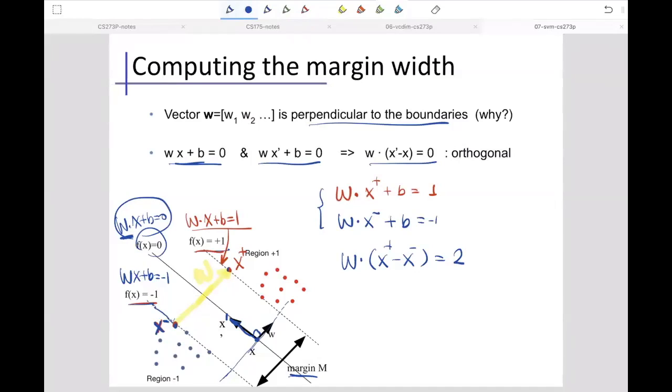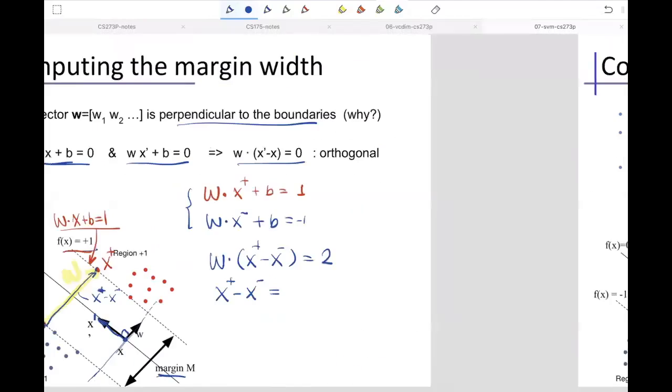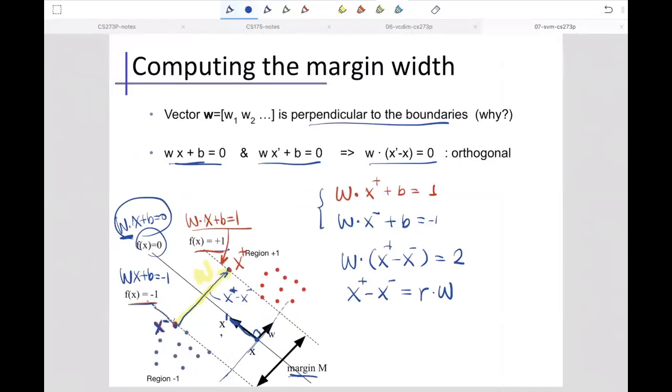This vector here is x plus minus x minus, and we want to calculate the length of it. Let's assume x plus minus x minus is going to be along the direction of w, the normal vector, orthogonal to the plane. Let's say I call that factor r, so it is r times w, because it has to be along the direction of the normal vector. However, I don't know the coefficient r here. That's something I need to determine.